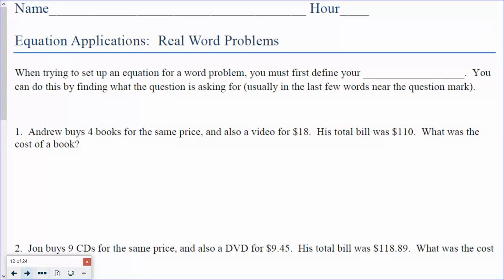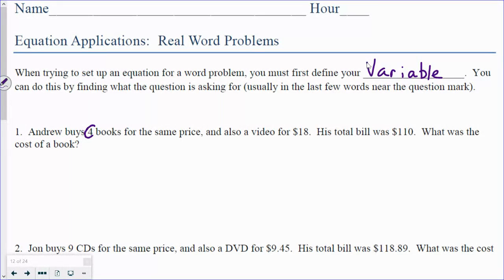When trying to set up an equation for a word problem, you must first define your variable. So what a line is, you want to put variable. You can do this by finding what the question is asking, usually it's the last few words near the question mark. Remember using your CUBES. As we read through the word problem, I will be circling our number values.